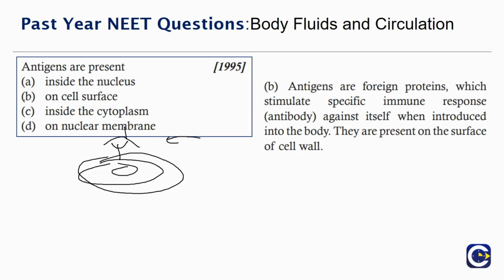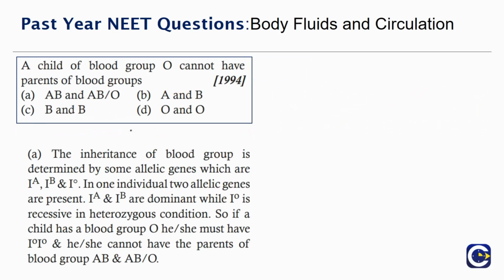Antigens are foreign proteins which stimulate a specific immune response against themselves when introduced in the body. They are present on the surface of the cell. That is when a rapid reaction can occur. So the answer is on the cell surface.